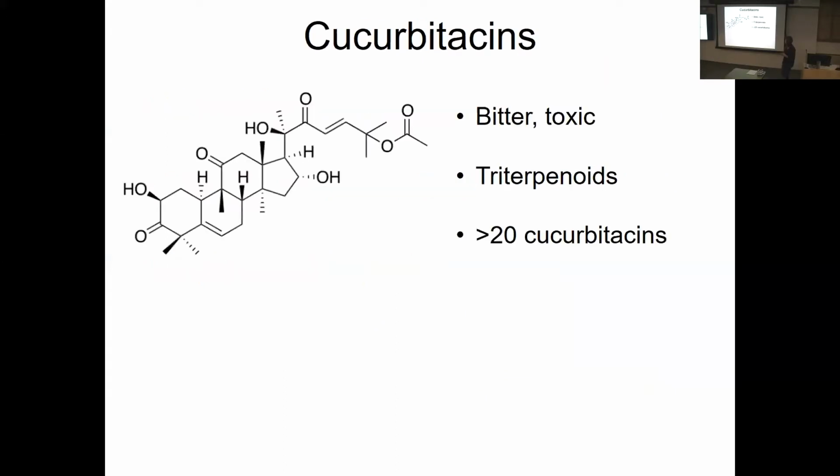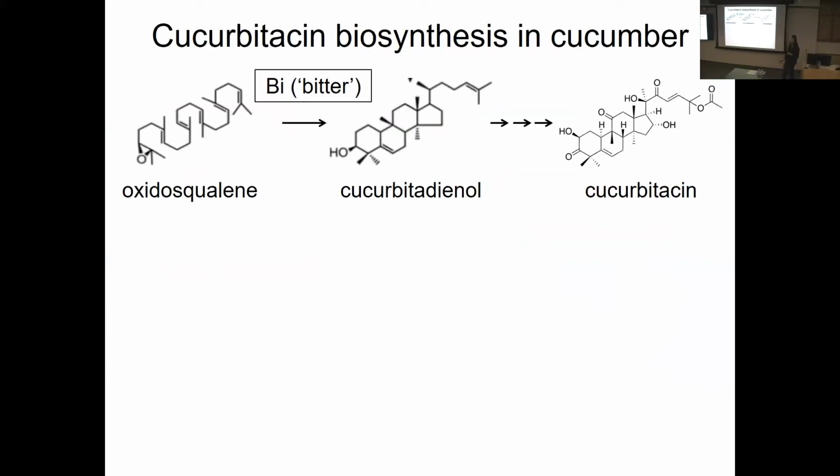Cucurbitacins are intensely bitter and toxic triterpenoids. There are more than 20 types of cucurbitacins in the Cucurbitaceae family, and everything we know about their biosynthesis so far is from cucumber, another member of the family. The general pathway in cucumber is that oxidosqualene, an output of the mevalonic acid pathway, is cyclized into cucurbitadienol by the Bitter gene. And then there are a number of other steps of oxidation to create the final cucurbitacin product.